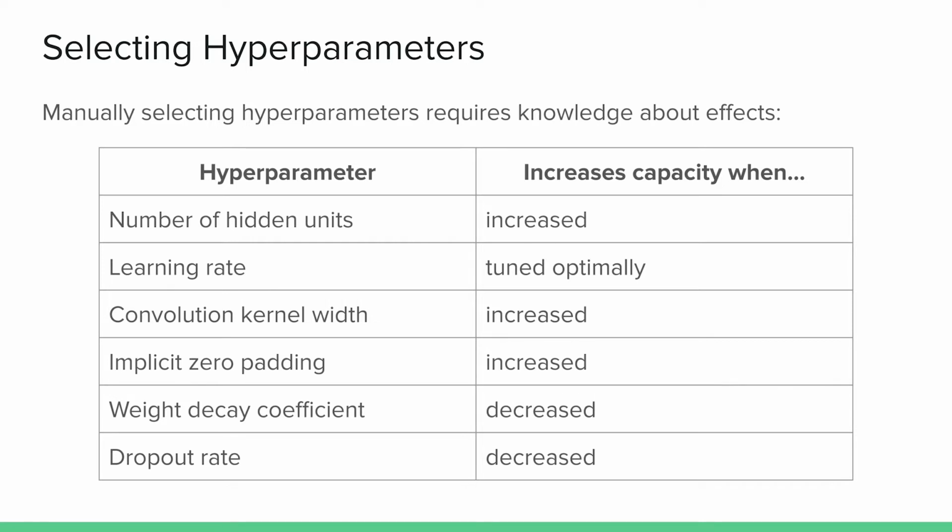Implicit zero padding is what we've seen before: if you have an image, you're padding around it to make sure that you're always seeing all of the data and not losing some information. So obviously you're increasing capacity when you're doing this.